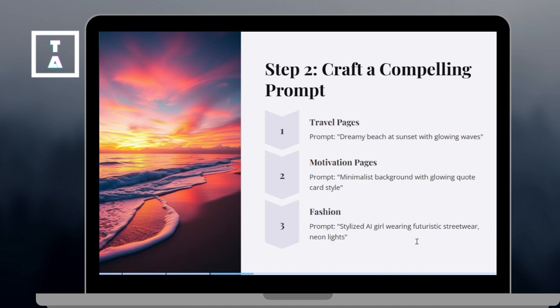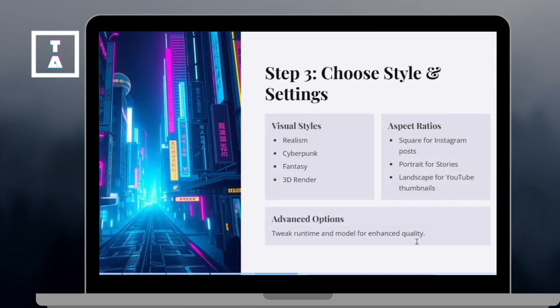Then after that, you can choose the right style and settings. Pick a visual style that fits your brand, for example, realism, cyberpunk, fantasy, and more. And then here you can select your aspect ratio. And advanced users can tweak runtime and model for higher quality.